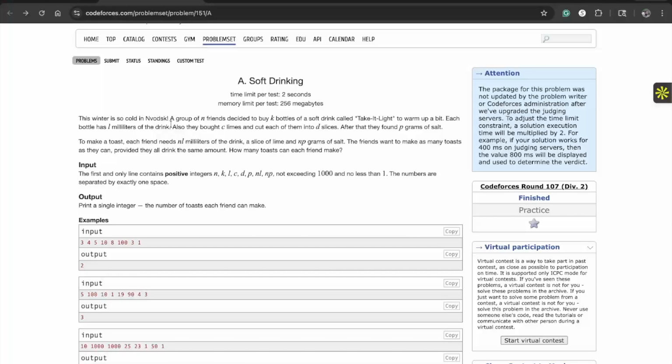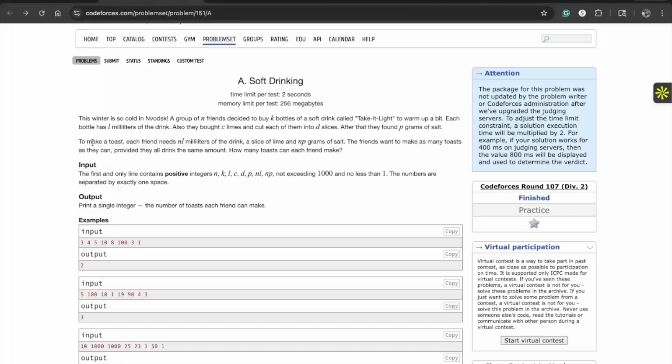to butcher its name. A group of N friends decided to buy K bottles of soft drink called Take It Light, Warm It Up. Each bottle has L milliliters of the drink and they bought C limes and cut them into D slices. After that they found P grams of salt.